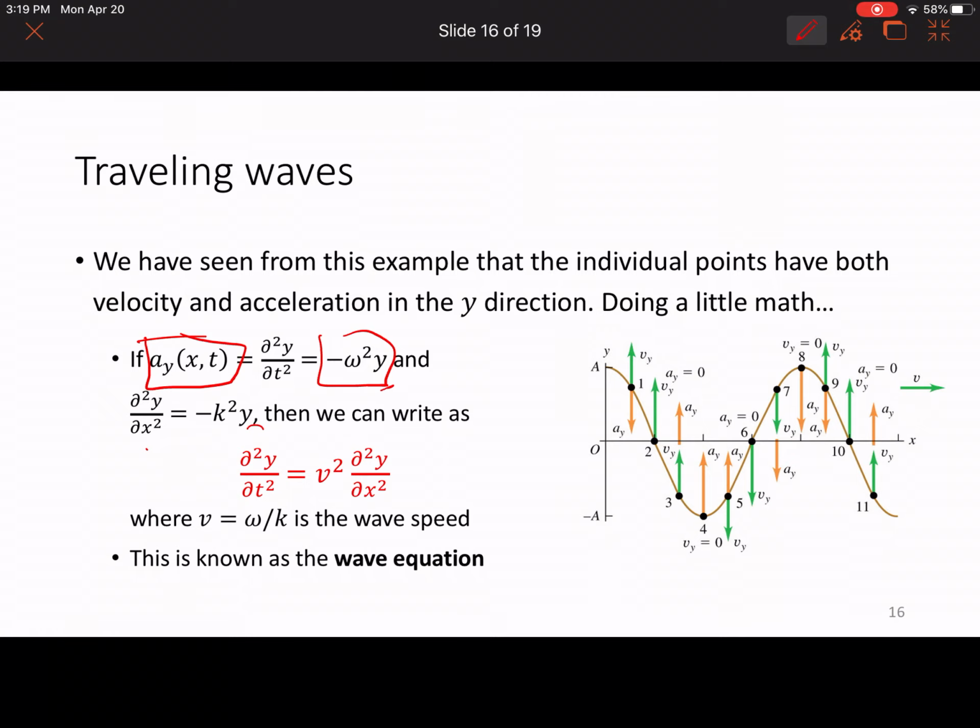And what you will find is that the second derivative of y with respect to time is equal to v squared times the second derivative with respect to x, where velocity there is precisely that wave speed, omega over k. So this guy right here that I've drawn in red, this is a big one. This is actually the single most defining property of a wave, this relationship between the second derivatives. And this equation itself is called the wave equation. So any material that satisfies this equation will give you waves at velocity v.